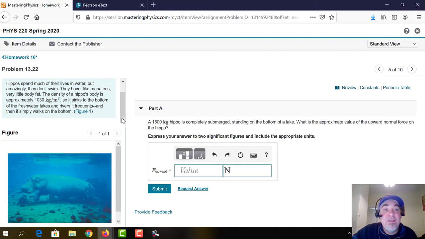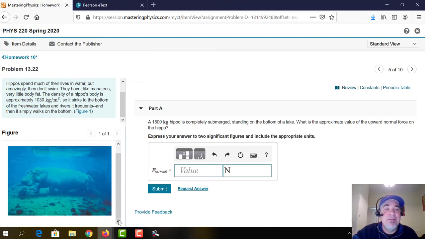So the hippo feels lighter because you've got a buoyant force pushing up and weight pulling down. So the buoyant force helps out. A lot of these problems with the buoyant force are similar to what we did in chapters 4 and 5. It's just now we have a new force we can play around with, something called the buoyant force. Okay, and there's a picture of a hippo running around at the bottom. So here's the density of the hippo. We've got a 1,500 kilogram hippo completely submerged, standing on the bottom of a lake. What is the approximate value of the upward normal force on the hippo?